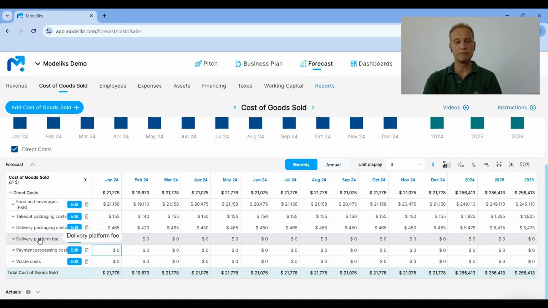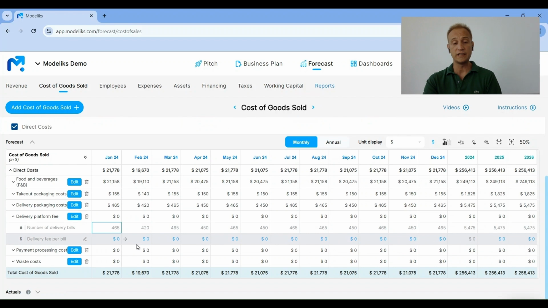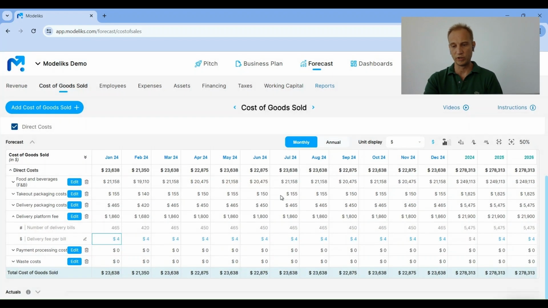Next, delivery platform fee. And this is the fee that we pay to third-party platforms if we are using a third-party platform for our delivery. So let's assume we do use a third-party platform and it costs us about $4 per delivery as a fee. Copy paste that all the way to the end. And now our delivery platform fee has been calculated.